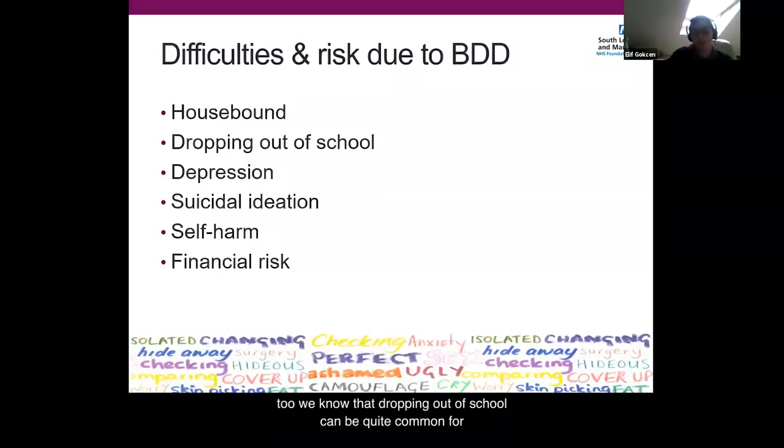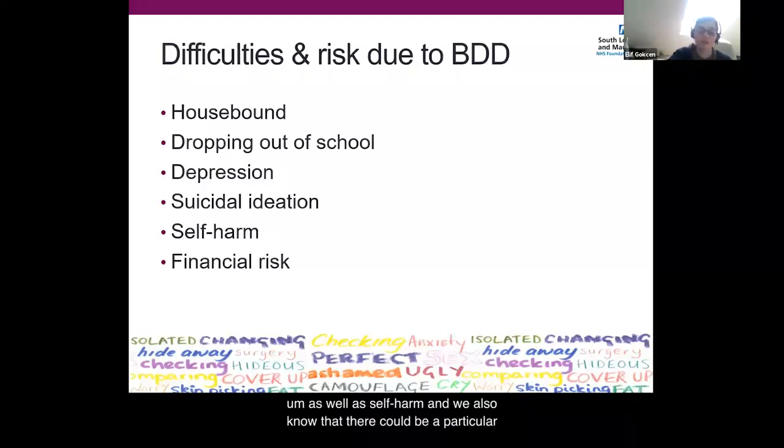We know that dropping out of school can be quite common for young people with BDD. It can be really hard to focus in the school environment, and it can affect learning as well. Eventually, when BDD isn't treated, it might be difficult for the young person to stay at school, and they end up leaving. We know that there are higher rates of suicidal ideation, so thoughts about not wanting to be around because of some of the difficulties they're experiencing. And it's unsurprising that depression can be quite common as well as self-harm.